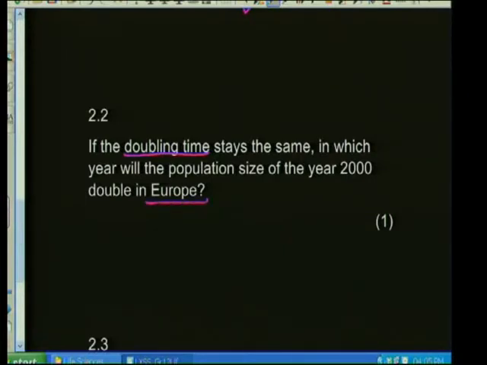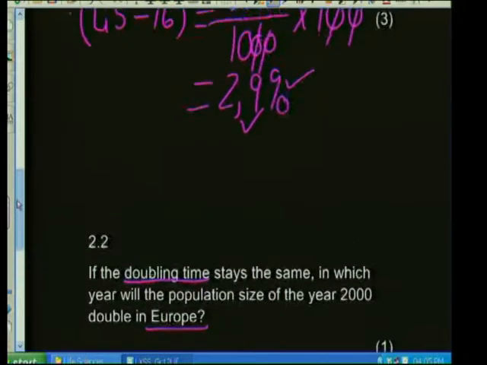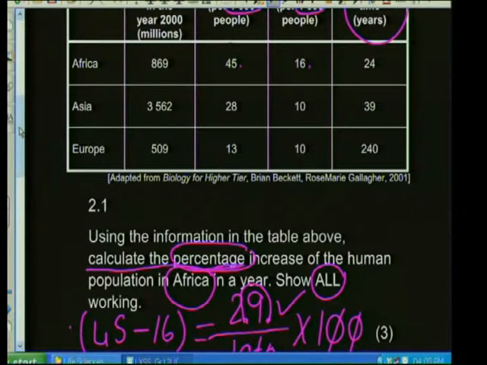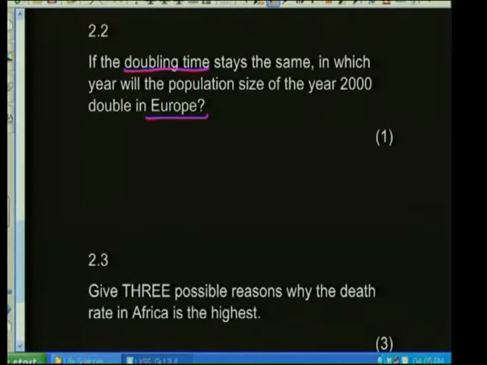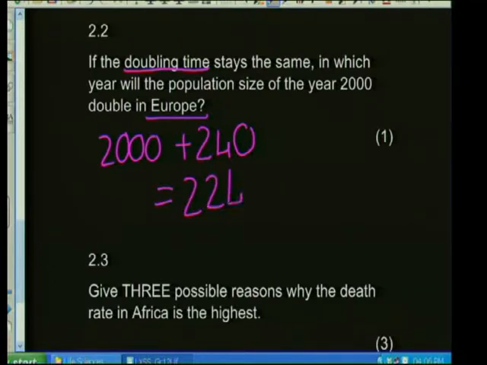Which continent are we looking at? European. Let's go back up to our table. What is the doubling time of Europe? 240. And they said it's going to stay the same. So we've got the year 2000, and if we add the doubling time, 240, in what year? 2240. There we go, your 1 mark. You don't have to show the calculations because they did not specifically give you those instructions. 1 mark. Those of you who don't like math so much, not too much of a scare.